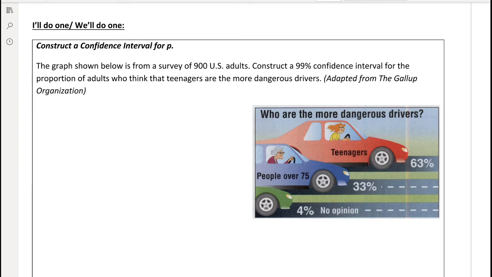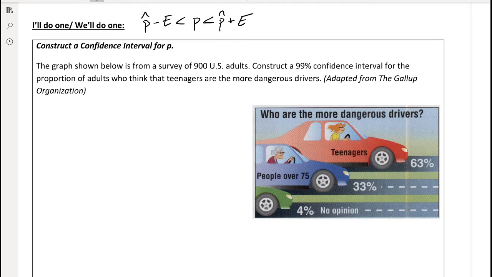So if you remember from last time, a confidence interval for a population proportion is simply your p hat minus your margin of error, and that has to be less than what we're thinking the proportion is for the population, p, which is less than p hat, the point estimate for the population proportion, or in other words, the sample proportion, plus your margin of error.